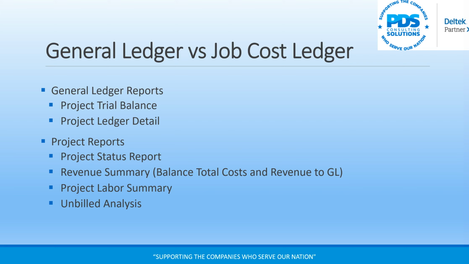As I mentioned earlier, your charges go directly to the general ledger whenever a project charge is made. And so we have project status reports that are canned in the system, revenue summary reports to be able to balance total cost to the revenue in the GL. Project labor summaries, as we mentioned, and also a critical piece for the requirement here is to be able to perform your unbilled analysis on unbilled cost.